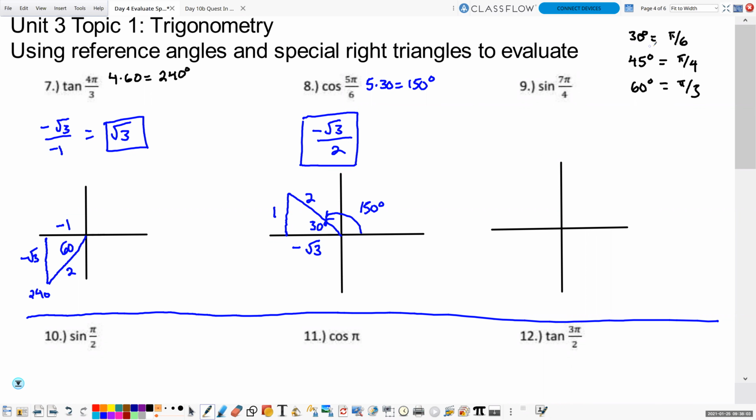7 pi over 4. So pi over 4 is 45. Sure, go ahead. If I do 7 times 45, I get 315. So I'm really thinking about 315 degrees. 315 degrees falls in the fourth quadrant. Ooh, that's ugly.